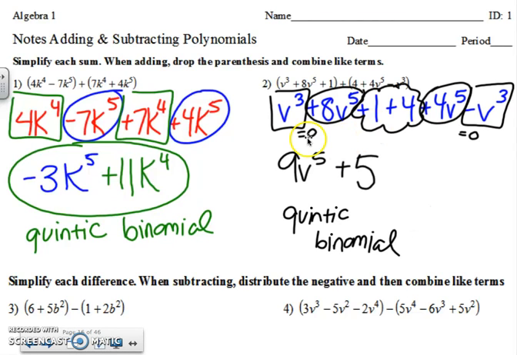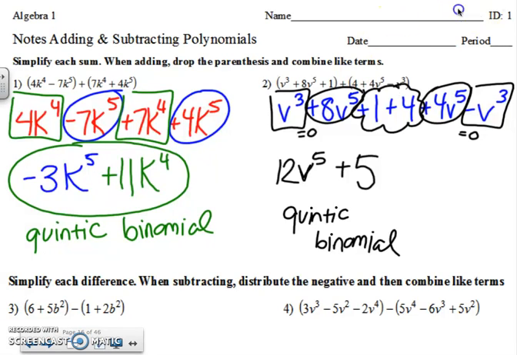Looking at number 2, I rewrote them without the parentheses. I started off combining my highest exponent first, so I combined 8 with a 4. And that is not 9. 8, 9, 10, 11, 12. I'm sorry, it should be a 12. Okay, so 8 plus 4 gave me a 12v to the fifth.